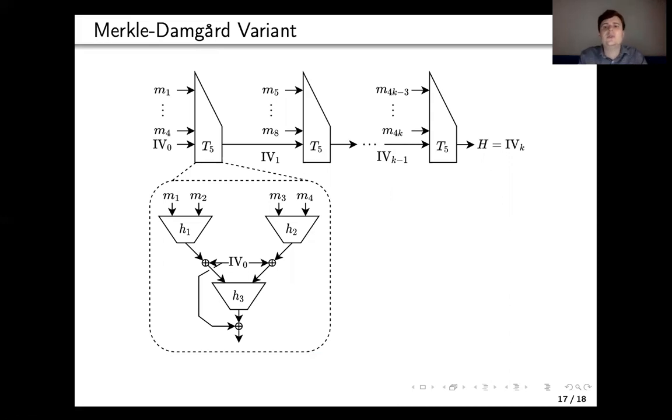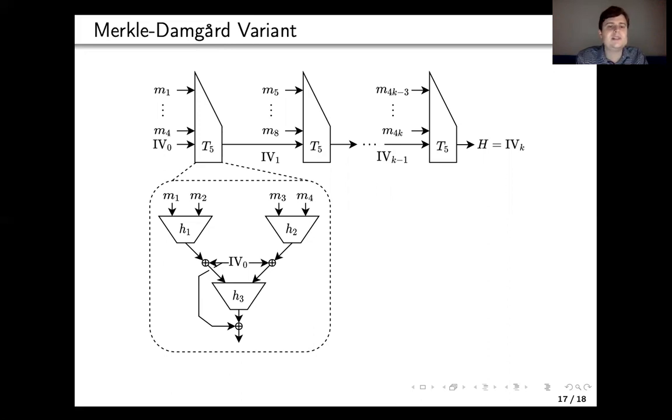We also looked into the Merkle-Damgård variant that I explained at the beginning, which is this sequential construction. It's interesting to consider plugging in T5 here as well. Now what happens for the Merkle-Damgård variant is that you obtain a construction where, if the chaining value is going to be this 5th message block, then you can see that there's quite a lot of parallelism that becomes possible.